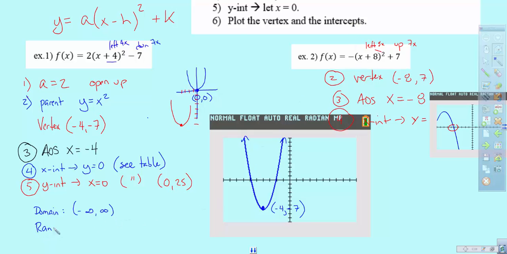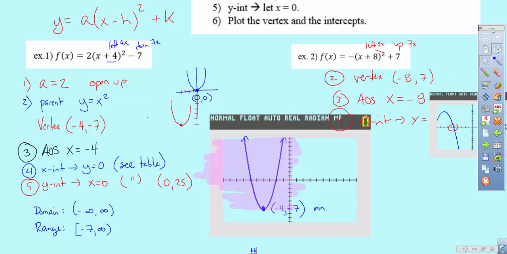Our range, however, is limited. Remember, our range is our y value. If we look at this graph, it clearly stops. It doesn't go any lower than this spot right here. That's the lowest this graph goes. Our graph covers all of this area right here on the y. So it has a starting point or a low point. That's why it's called a minimum. So the minimum on this guy is at negative 7. So my range starts at negative 7 and goes to infinity. It starts from that low point and it goes up.